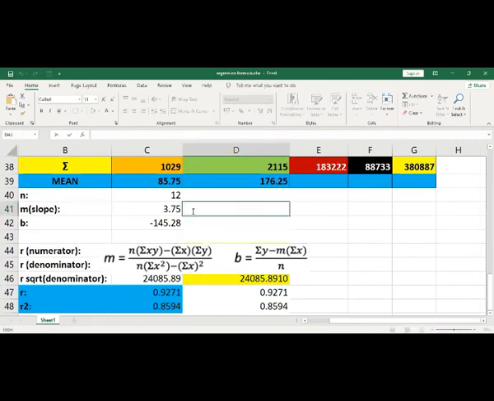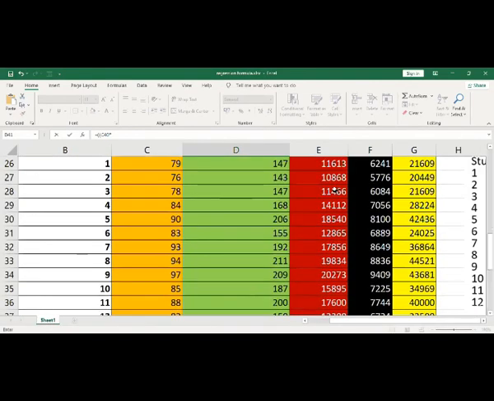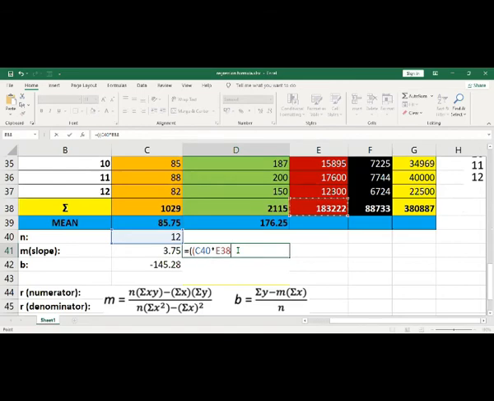So, start with equals, then dalawang open parenthesis, then n times the summation of xy. This one, 183,222. Then close. Then balik kayo sa formula. Minus the summation of x times the summation of y. So, close. Then another close para ma-close siya.